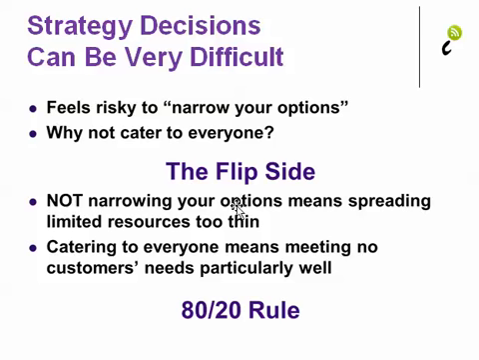Basically, a couple things to remember here. Not narrowing your options means spreading your resources far too thin. And also, catering to everyone means no one's needs are being met particularly well. So both of those are too broad. Anytime you're trying to say almost everyone, or just huge markets would appeal, it's going too broad. We'll talk more about that as we go along.